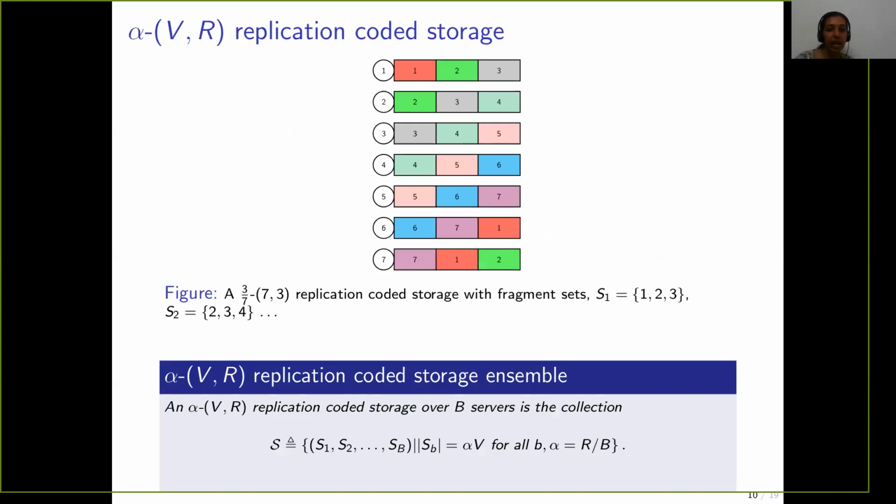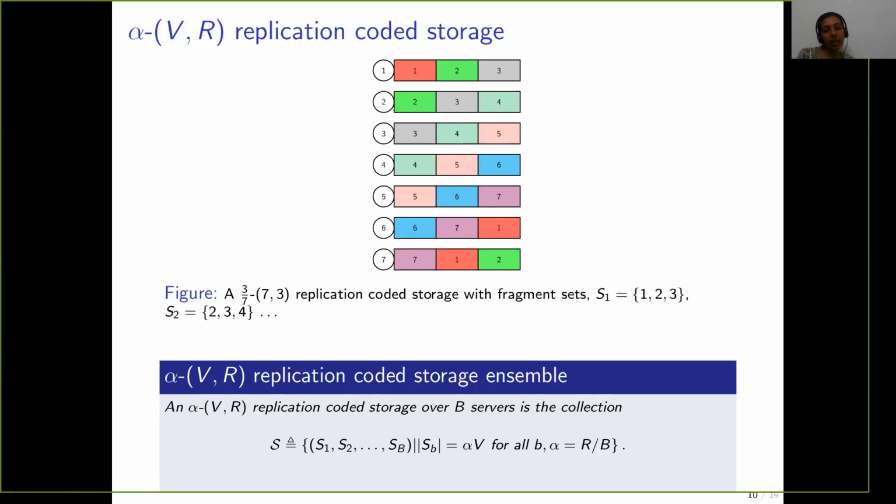So here we have our coded storage model. We call it the alpha VR replication coded storage. For example, in the picture, we have a file which is divided into 7 fragments, replicated thrice, and stored over a system of 7 servers, each with a capacity to store 3 out of 7 fragments. So this is a (7,3) storage. Further, we call the set of fragments which is stored on each server the fragment set of that server. For example, the fragment set of server 1 is the set {1, 2, 3}, as server 1 stores the fragments 1, 2, and 3. Now note that this entire storage scheme can be simply expressed in terms of the collection of the fragment sets across all the servers.